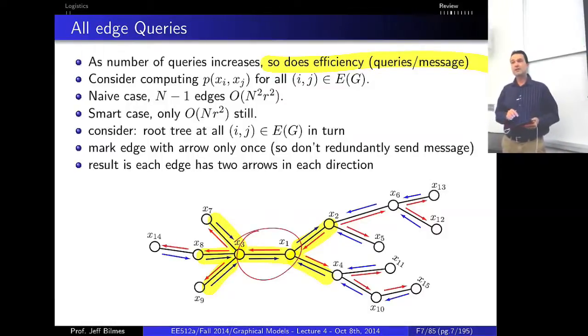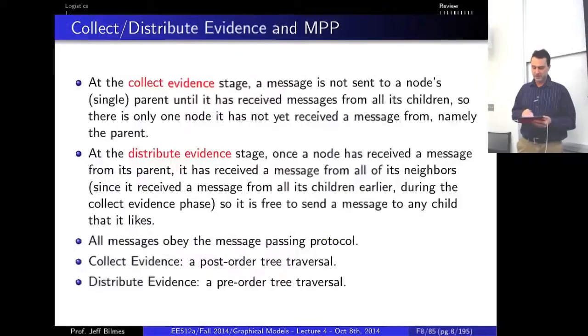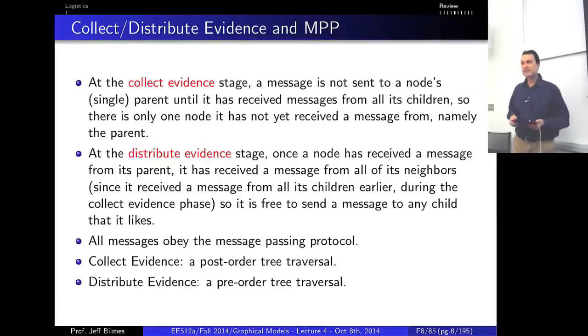If we are interested in all edge queries, which is, for example, what we are typically interested in when we're doing machine learning, when we're trying to learn the parameters of the factors associated with an edge, that's the information that we would need to do. And we identified something called the message passing protocol.